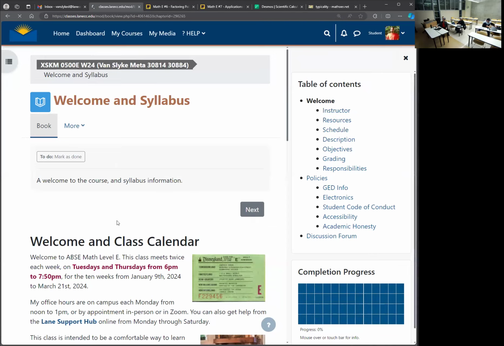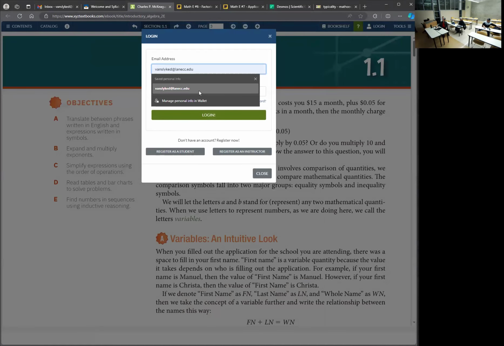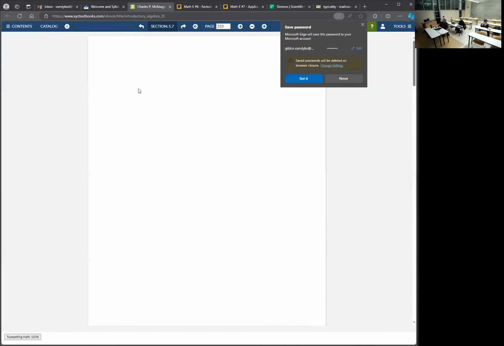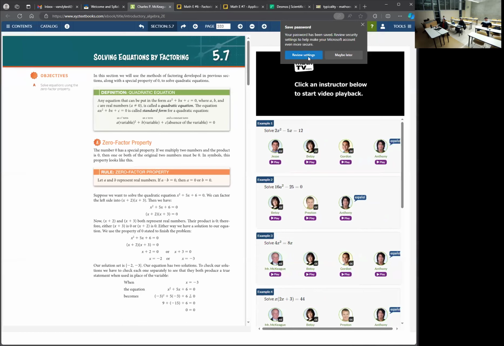What I do want to do though is go in our textbook. That's nice. Not that one. It has a name, right? See, large enough. There you go. Okay. Sure, you can save that password. Who cares? No, I won't do that another time.